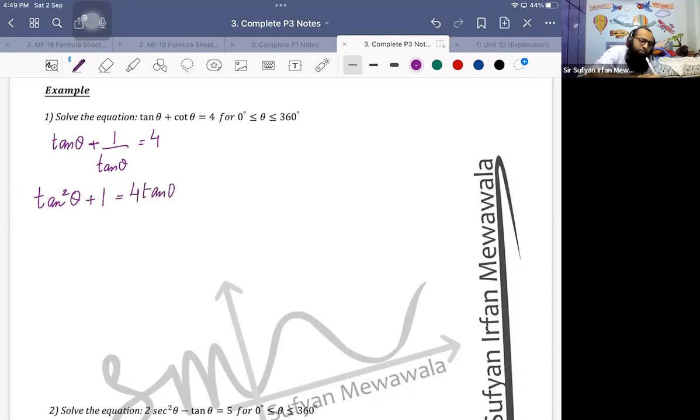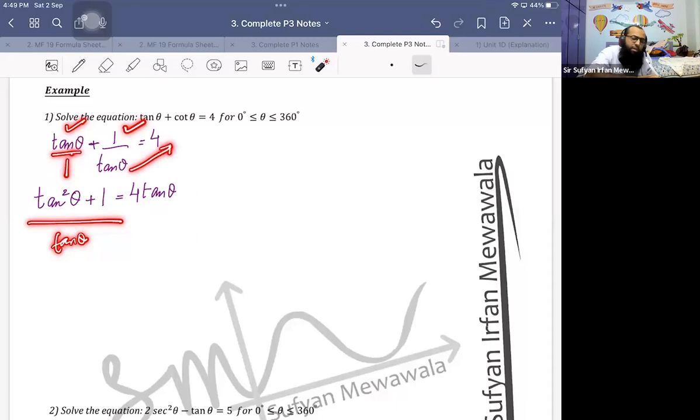I hope you have understood this step. This was 1. We have taken tan theta as the LCM. So this will become tan squared theta. This will remain 1, and the tan theta will be cross multiplied. On the other side, there was no tan theta over here. It was over here. Then we cross multiplied, so it went there and we got 4 tan theta.